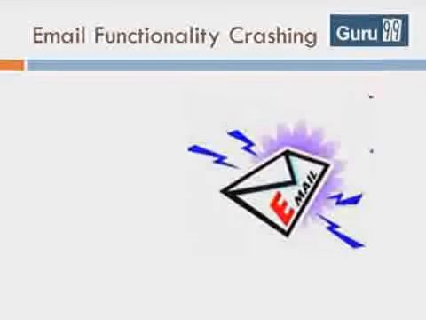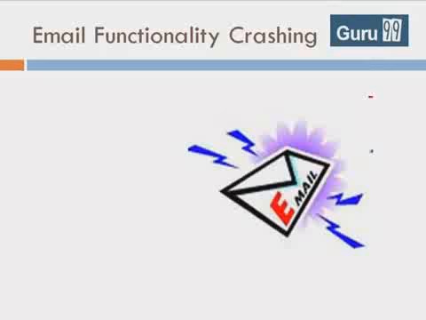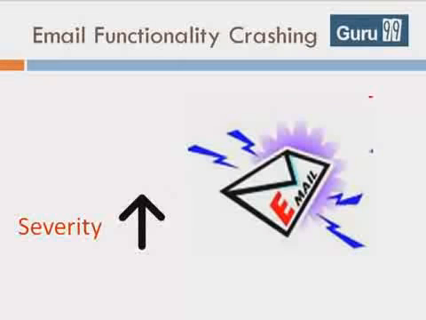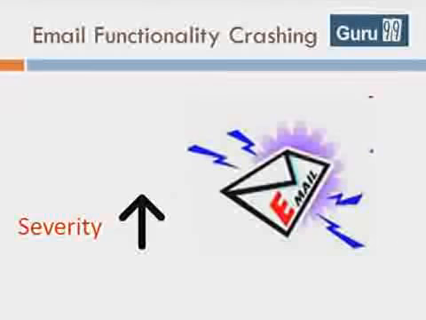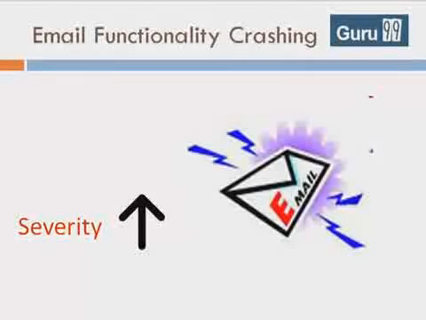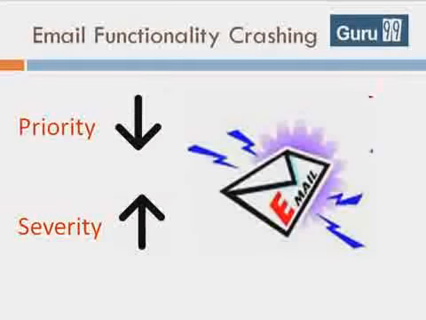Suppose there is a problem with the email functionality of flight reservation. This defect has high severity since it causes the application to crash. But the functionality is scheduled to release in the next cycle, and can be fixed later, which makes it a low priority.